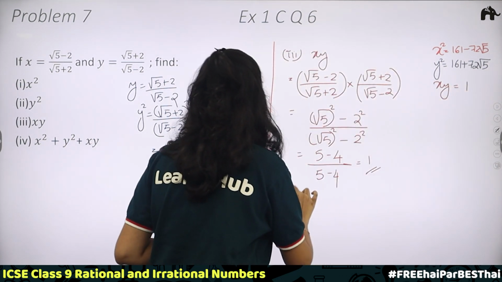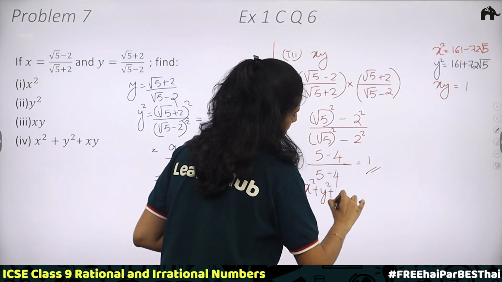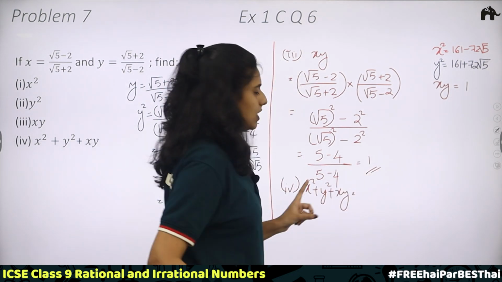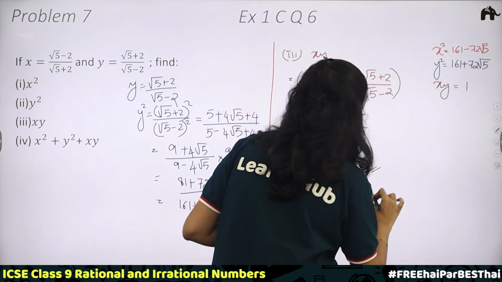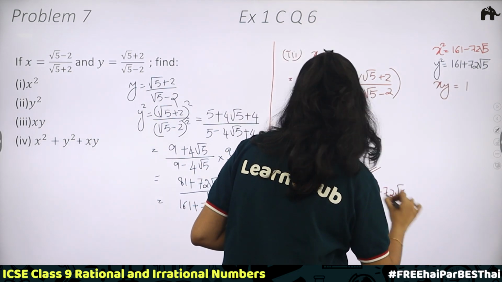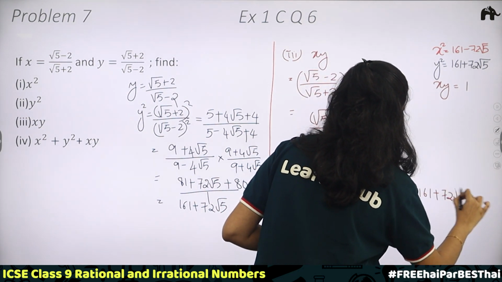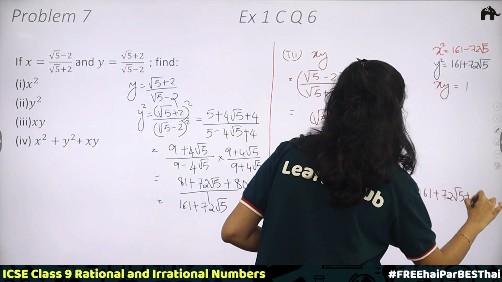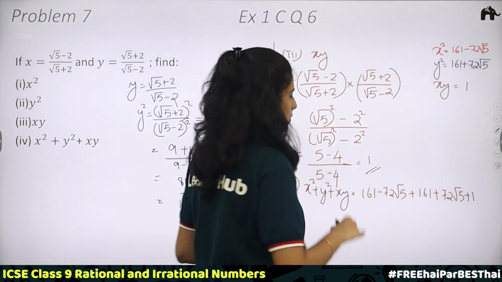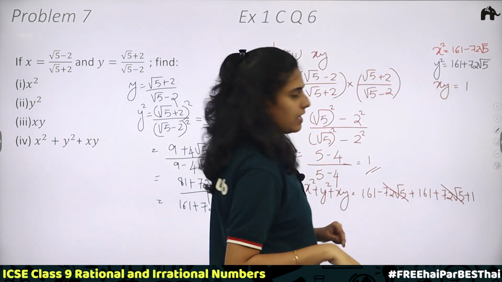So, the fourth part of the question is to find what x square plus y square plus xy is. That is equal to x square, 161 minus 72 root 5, plus y square, 161 plus 72 root 5, and xy is equal to 1. Okay, so this 72 root 5 and minus 72 root 5 can be cancelled.